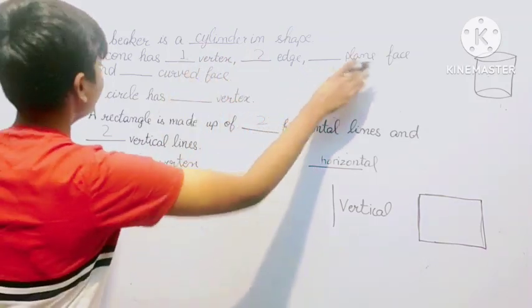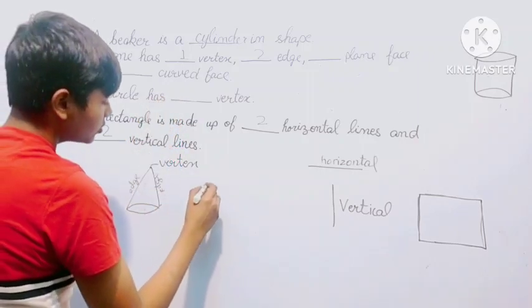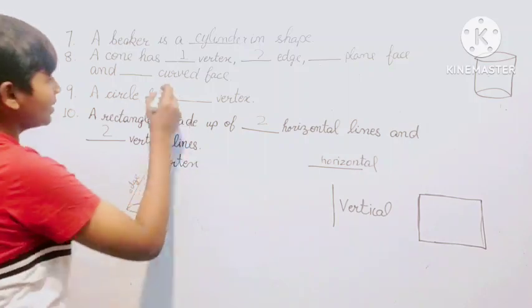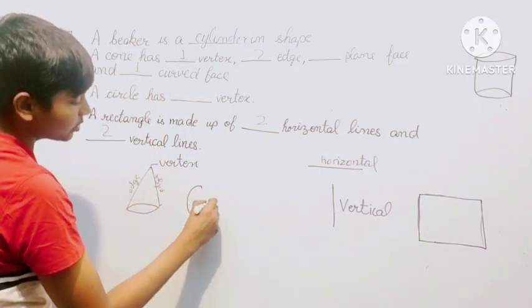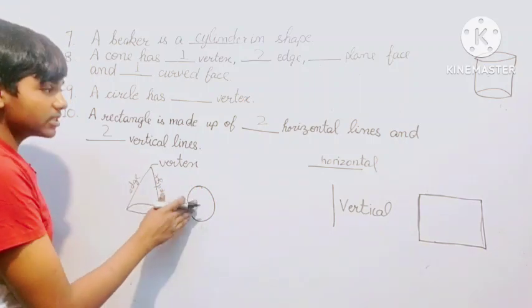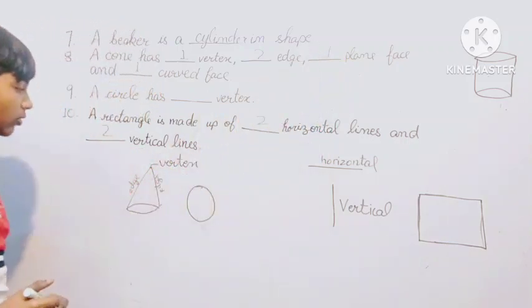Now it is asking how many plane faces are there and how many curved faces are there. In a cone, this upper part is a curved face. That means there is one curved face, and below this is a circle, and we know a circle is a plane face and a plane face is 2D. So a circle is a plane face, and therefore there is one plane face in a cone.